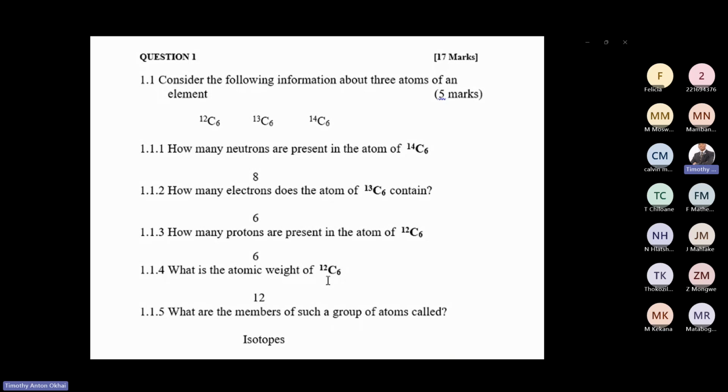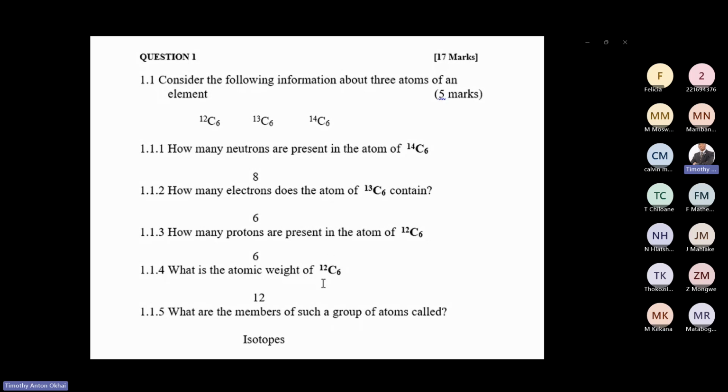Atomic weight is generally considered to be the atomic mass of the most abundant isotope. So in carbon, for instance, you have carbon 12, carbon 13, carbon 14. And there's a way to determine the most abundant isotope. However, in this case, we are not told which is the most abundant isotope. So, generally speaking, carbon 12 is regarded as the most abundant isotope. And so, the atomic mass of the most abundant isotope would be carbon 12. So the atomic weight will be 12.